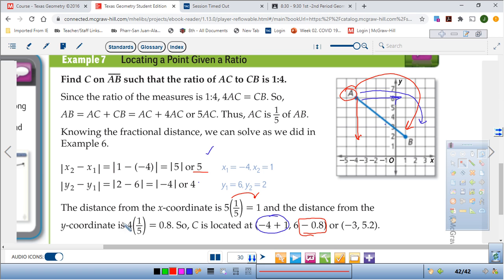For the y's, we come out here, the whole total distance was 4. We're going to go ahead and get 1/5 of that, which is 0.8. So we're going to go ahead and get that from up here. We're going to go down, so we get that 6 minus the 1/5, or sorry, 0.8, and then it gives us our coordinates. Going once, going twice, what do y'all think?